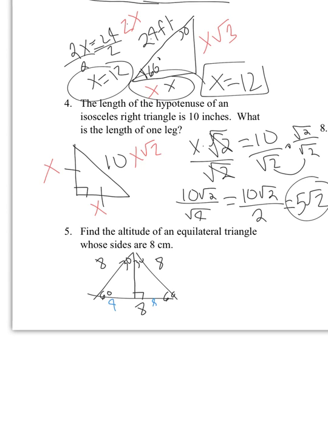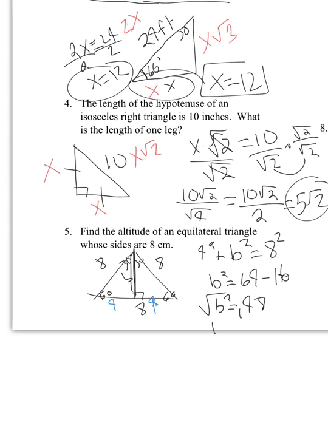So again, you come to this point where you can do two things. You can do Pythagorean theorem because we're looking for the altitude right there. You can do 4 squared plus b squared equals 8 squared. You can solve this with Pythagorean theorem. 64 minus 16 is 48. You're going to square root that.